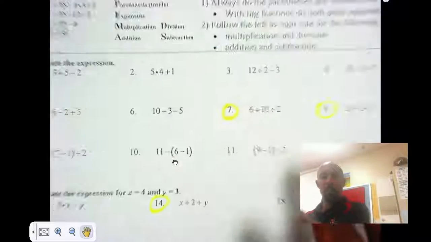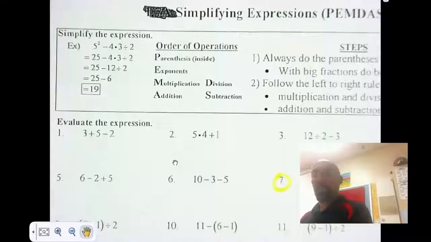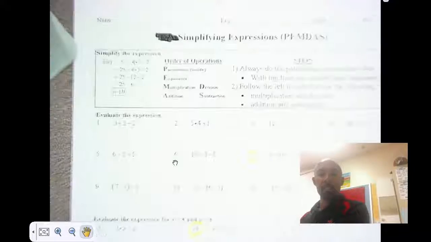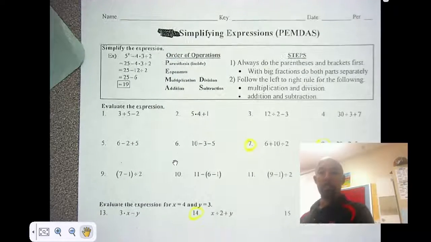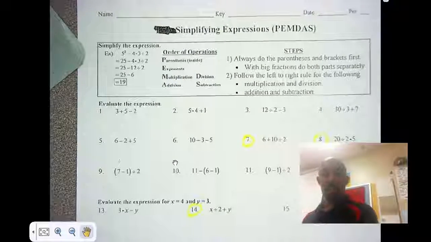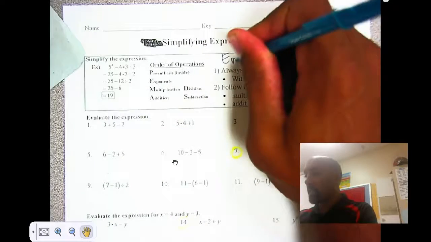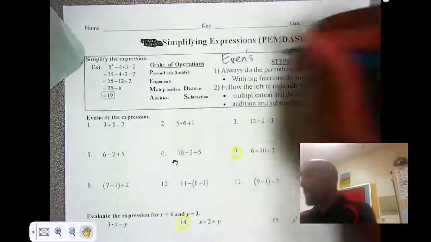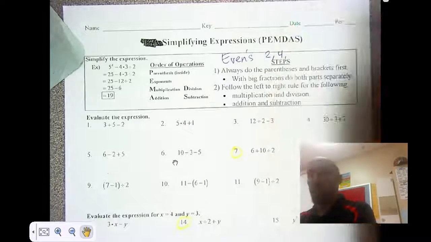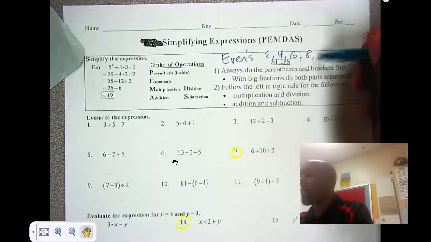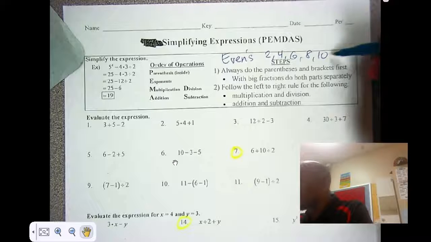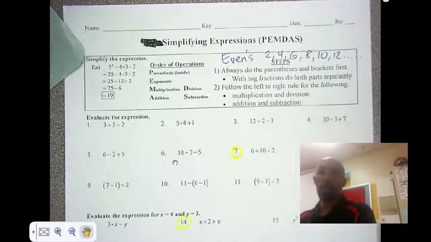Okay, now in the worksheet, starting with number 6, look on your worksheet. If you don't have this worksheet, ask the substitute. I left many copies on my desk, so if you need another copy. And I told you for homework, do the evens. So that means 2, 4, 6, 8, all the even numbers. 10, 12, dot, dot, dot, all the way.